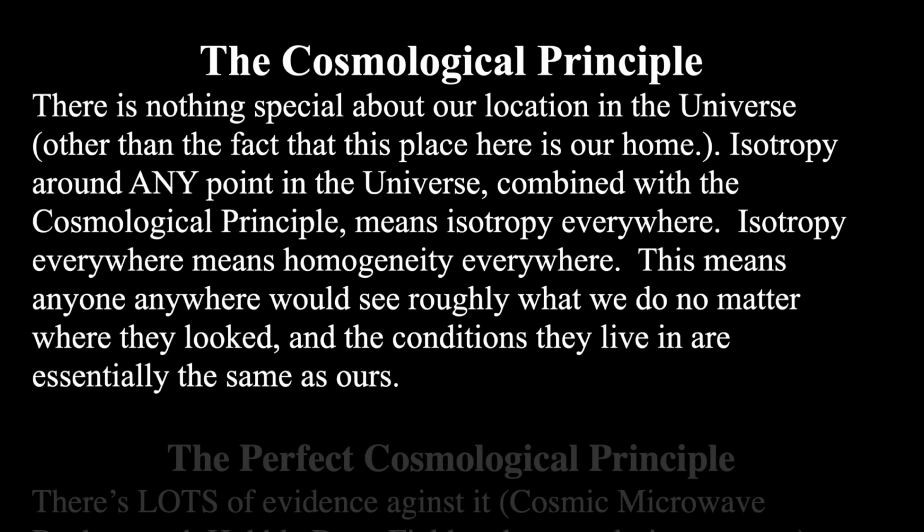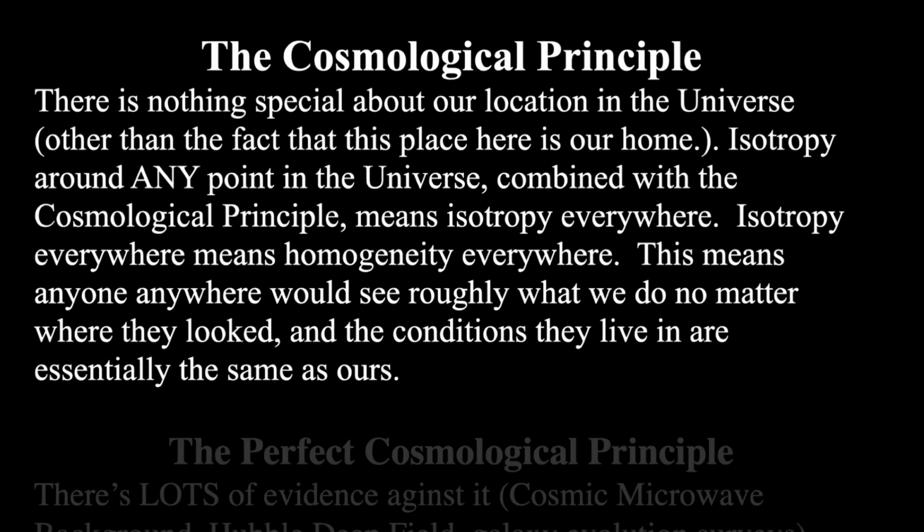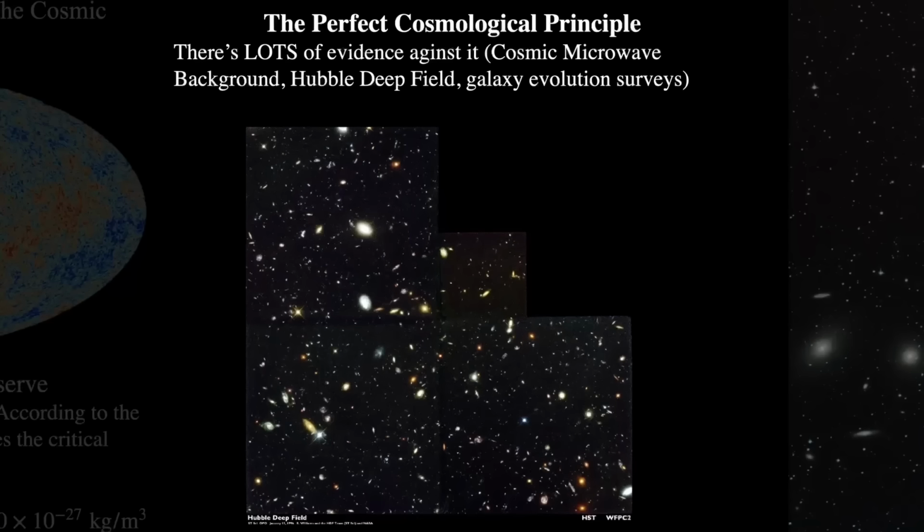This means that any observer, anywhere, would see roughly what we see, no matter where they looked. And that's a very important point. Every observer sees exactly the same thing. Now, the cosmological principle says that everybody everywhere sees the same thing. But there's also a concept we can call the perfect cosmological principle, that everybody everywhere everywhen sees the same thing. So we take the Copernican idea that not only are we not in a special place, but we're not in a special time.